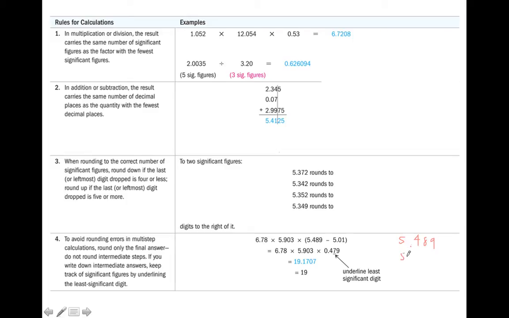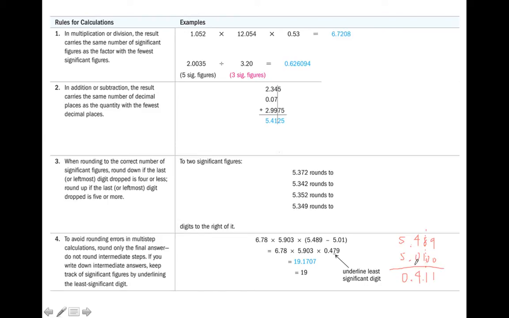5.489 minus 5.001, right? Those get dropped. Let's subtract these out. That goes to 1. That goes to 1. That goes to 4. Got an extra digit in there, right?